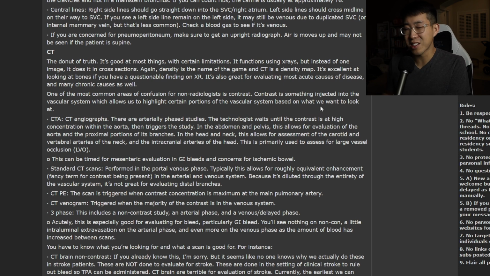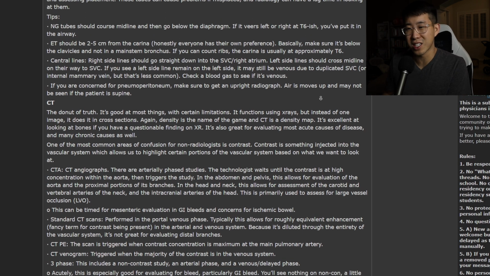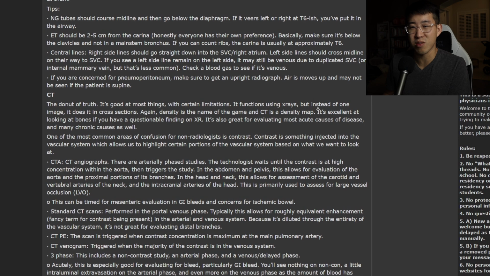I like how this guy is writing things in very, very basic terms. I feel like it makes it very approachable, especially for interns, medical students, people who are really just learning about these things for the first time.